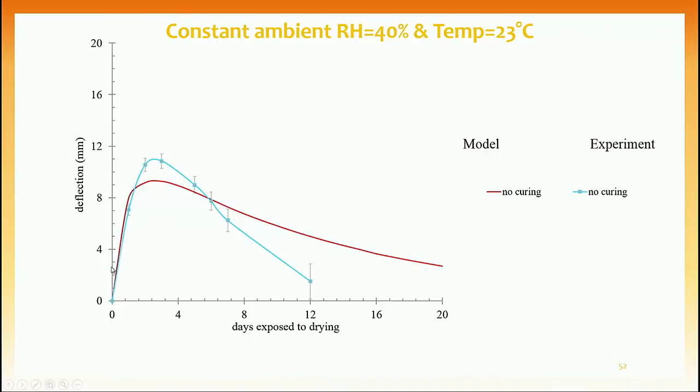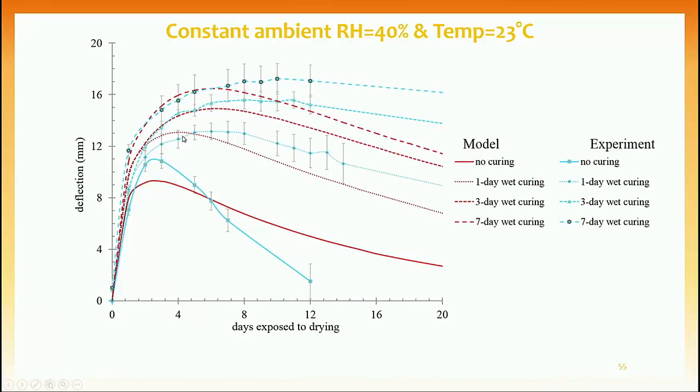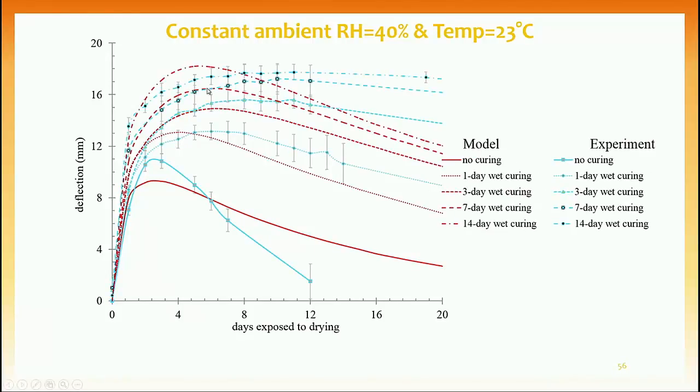So these are the results for the experiment, which is in the blue line, versus the model, which was in the solid line without error bars. And as you increase the duration of wet curing, we notice that the trends are the same. So both the model and the experiment are showing that there is an increase in the magnitude of the deflection by increasing the wet curing, and also the time to reach the peak of deflection was also increasing. So you can see that the maximum deflection happened for the 14-day wet curing for both model and the experiment.